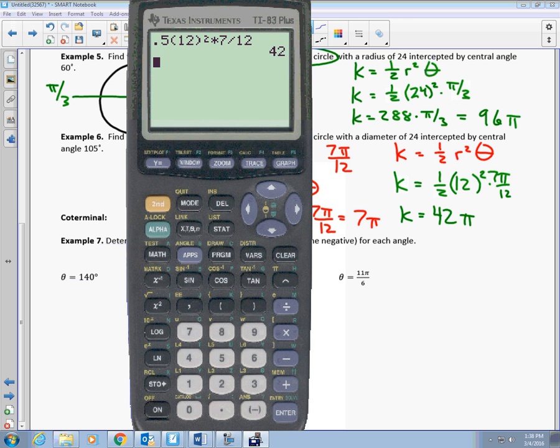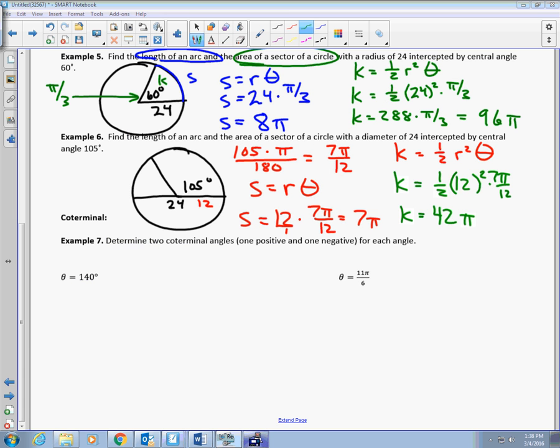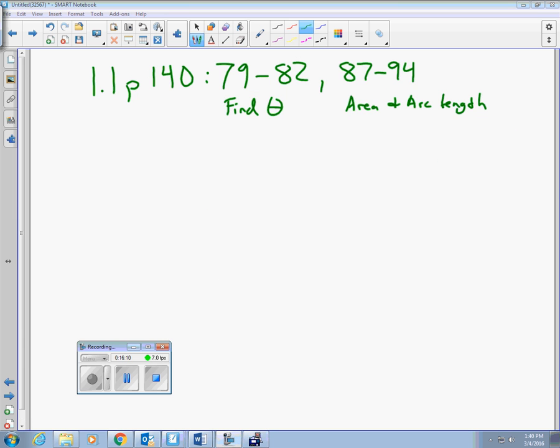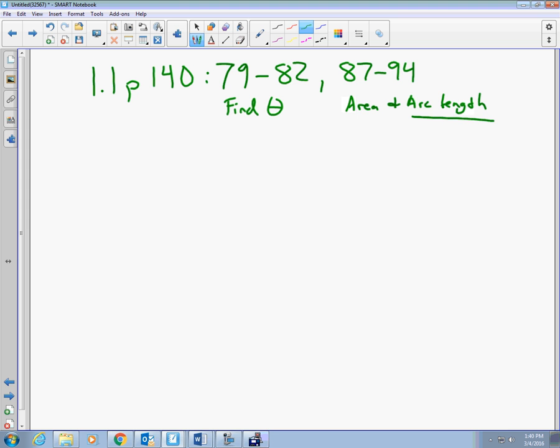That's all we have for today. Okay? So I'll give you a short assignment on that. It is a book assignment today. Okay, for your assignment, you can see that you have 79 through 82. That's where you're finding theta. That's like the first thing that we did. And then 87 through 94, half of them are finding arc length, and the other half are finding area. Okay, so just like the stuff we did today, there's 12 problems there. Enjoy your weekend.